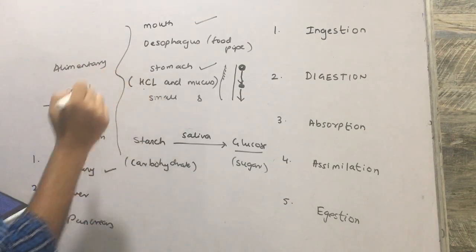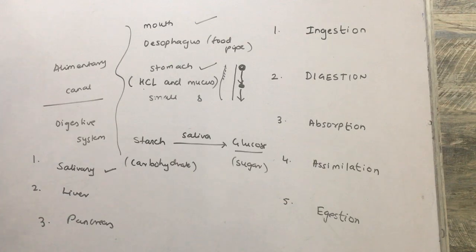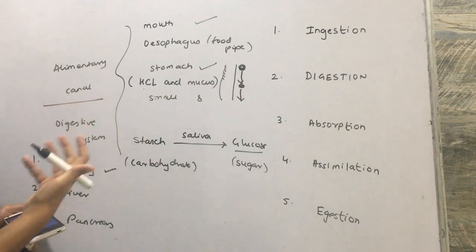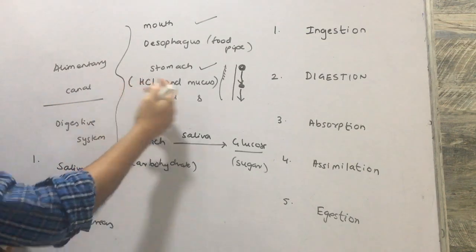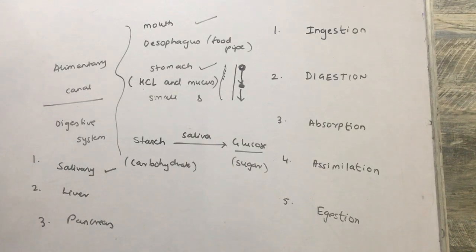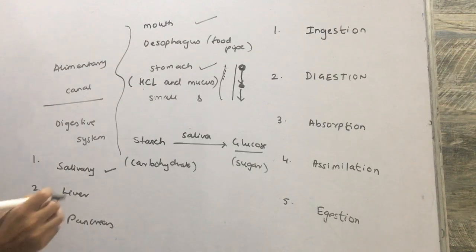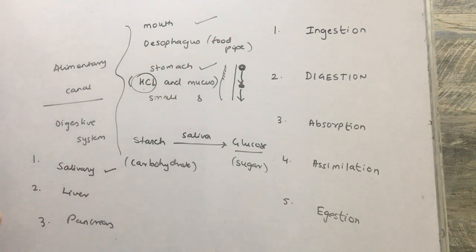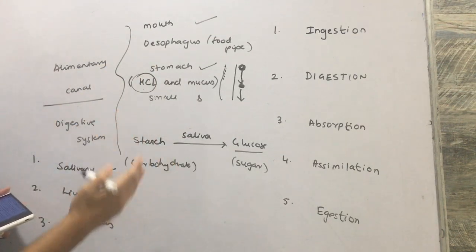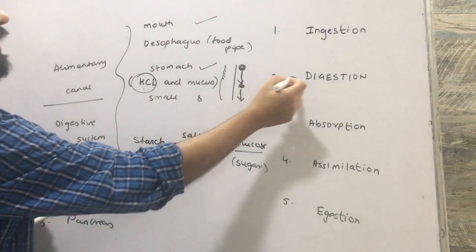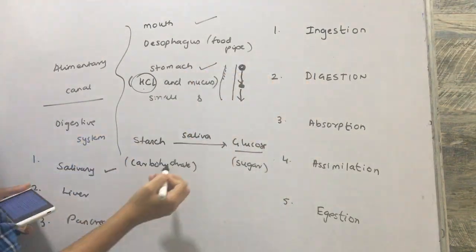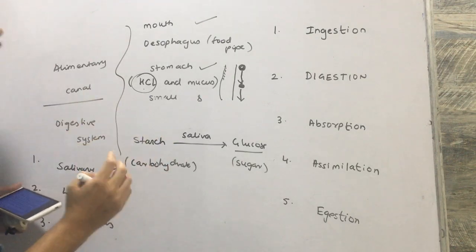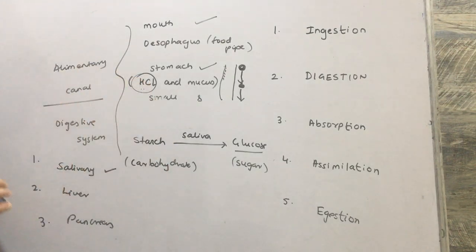So what is the main function of hydrochloric acid? Hydrochloric acid will kill the germs that may have entered along with the food. So if we take in food which has germs in it, the hydrochloric acid will kill those germs. Now it also provides an acidic medium for the proper digestion to take place. So this is also an important property of hydrochloric acid, that it will make the medium acidic so that digestion can take place. For digestion to happen, the medium should be acidic. Okay, that is what hydrochloric acid will provide.